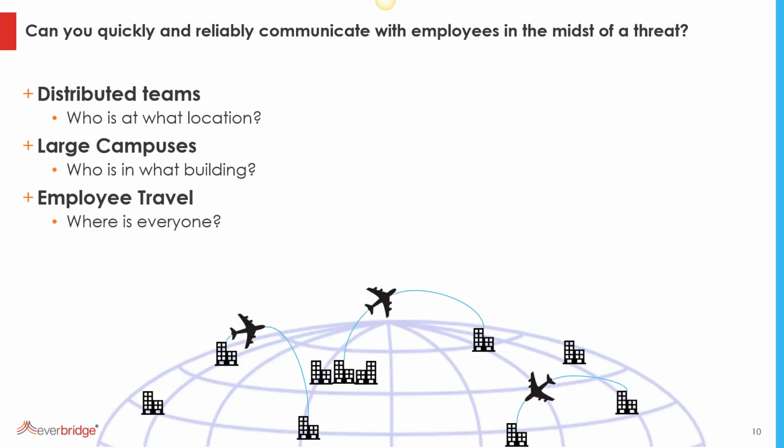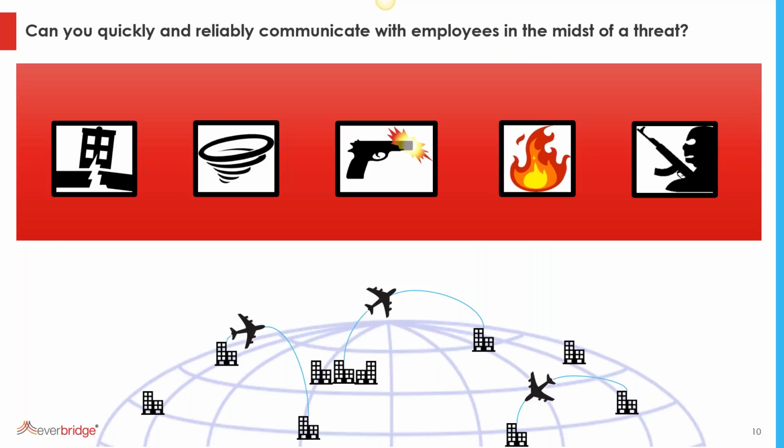We are hearing from our own customers who have distributed teams, they have large campuses, they have employees who travel all the time, and they're telling us these are the things that they're most concerned with. They have natural disasters, tornadoes, active shooter, fire in a building, and terrorist attacks on their minds. These are the things that they really need to make sure that they can keep their employees safe in case any of these happen. These are all examples of location-based emergencies.